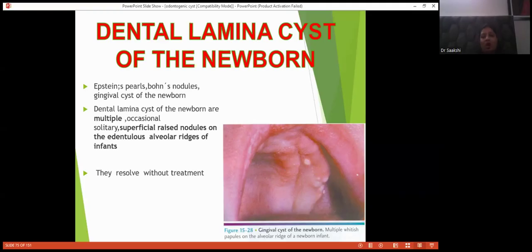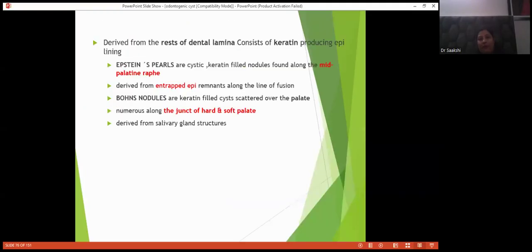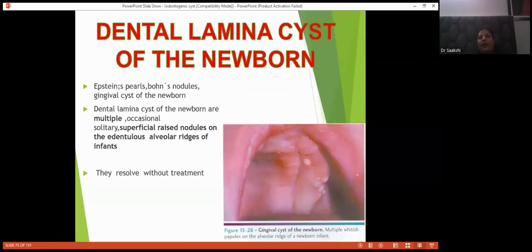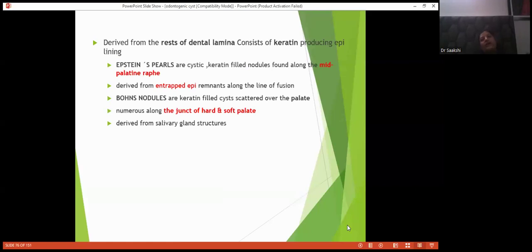They usually resolve without any treatment. Now they are derived from the rest of the dental lamina. They consist of keratin producing epithelial lining. Now, these Epstein pearls, हम इन्हें pearls क्यों बोल रहे हैं, क्योंकि ये छोटे छोटे, आप you can देख लो कैसे ये white color के small small pearls की तरह form हो रहे हैं. That's why we call it as the Epstein pearls.